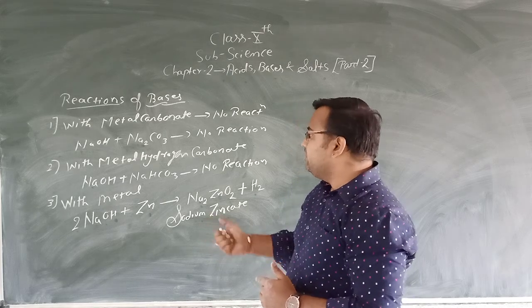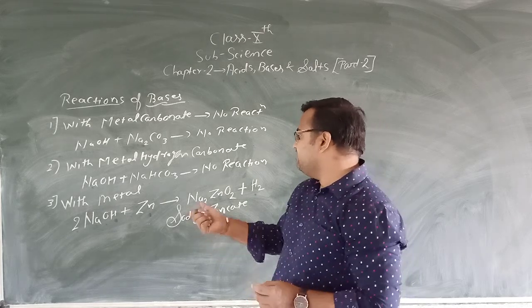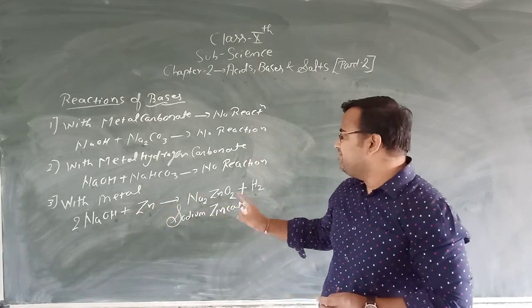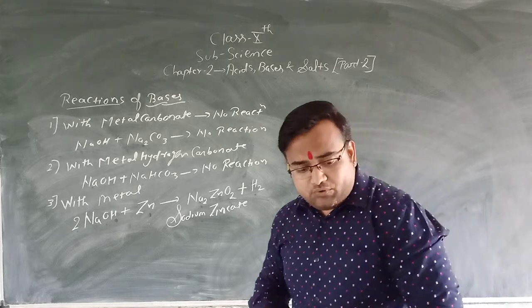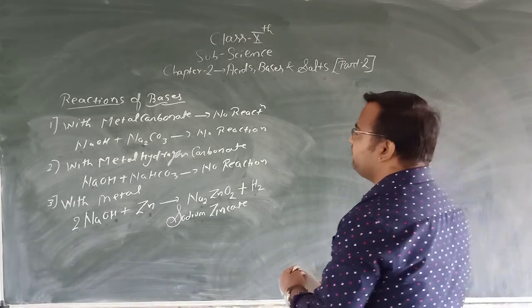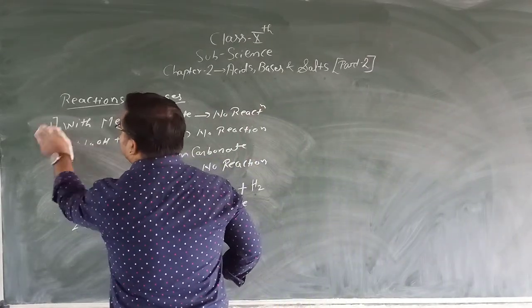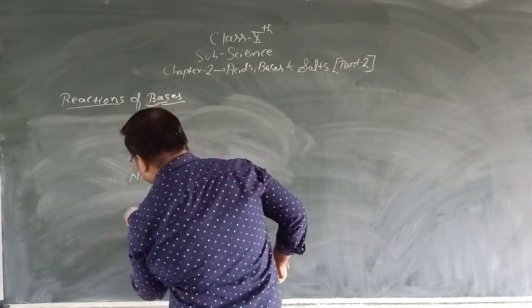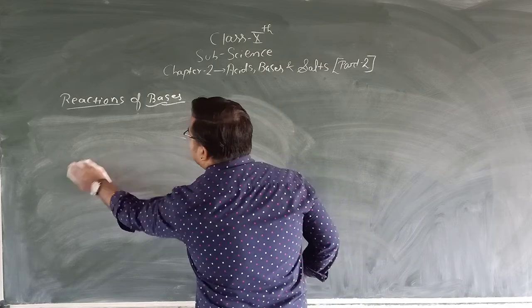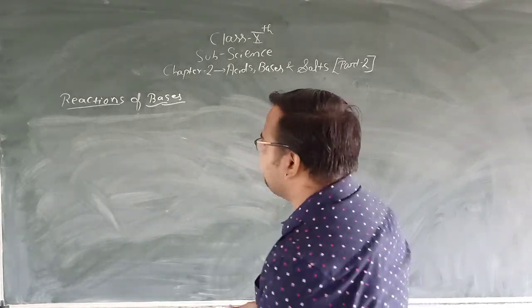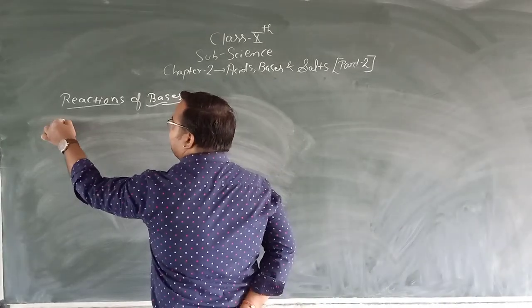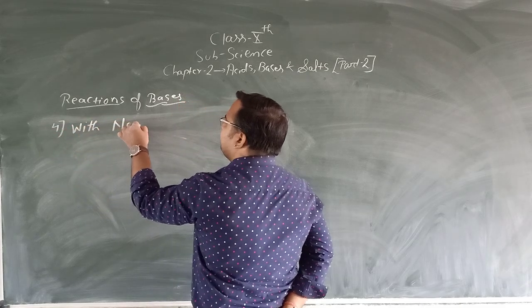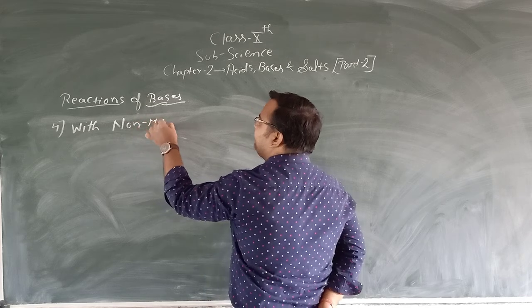So the third reaction of base with metal: NaOH plus Zn gives you sodium zincate and hydrogen. Now the fourth reaction we are going to see, the fourth reaction of bases, is with non-metal oxide.